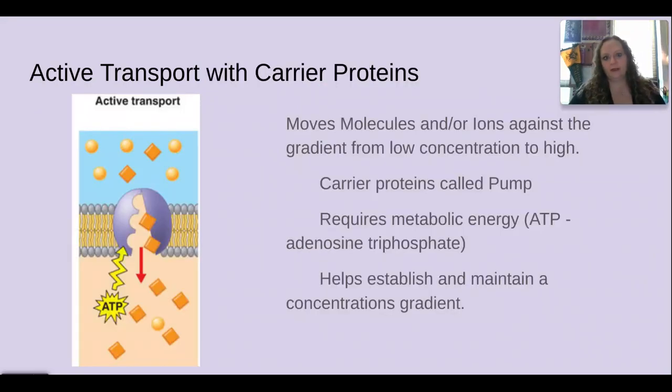Active transport with carrier proteins is a little different. So again, active transport still requires ATP, but essentially it is proteins that change shape. And we refer to these proteins as a pump. Requires metabolic energy. And just in case you needed the reminder, ATP means adenosine triphosphate. We just abbreviate it because adenosine triphosphate is kind of a mouthful. But this type of pump helps establish and maintain a concentration gradient. And in addition, it's always going to be moving against the concentration gradient.